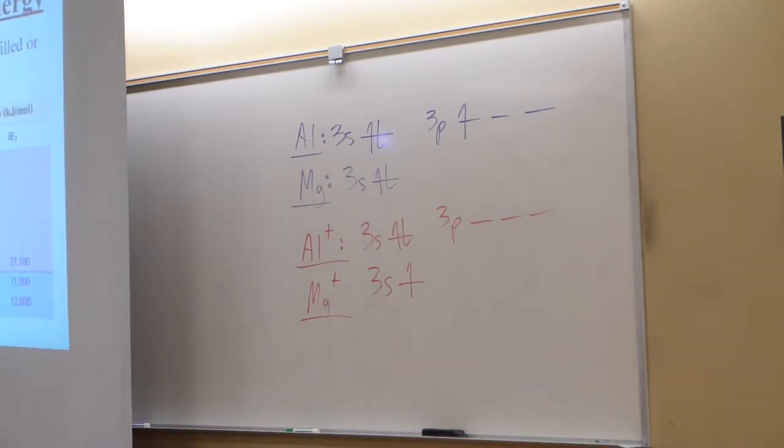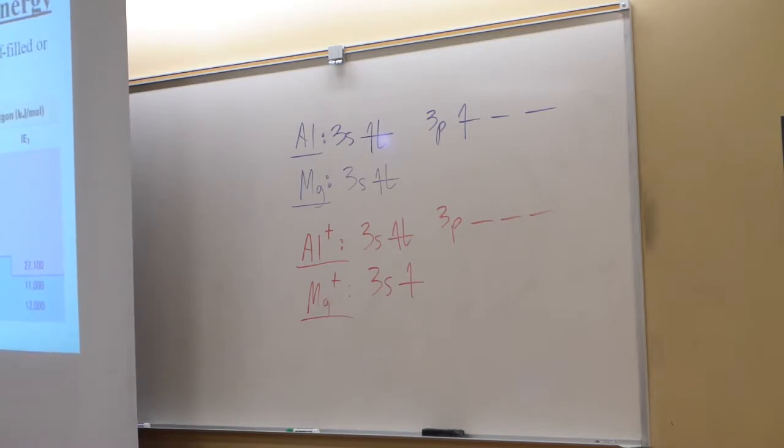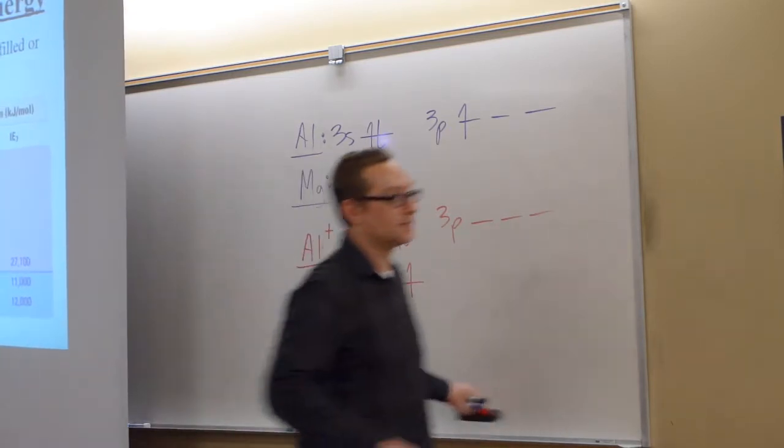Okay, if you look at phosphorus, it goes down to sulfur, right? So why is it easier to ionize sulfur relative to phosphorus?